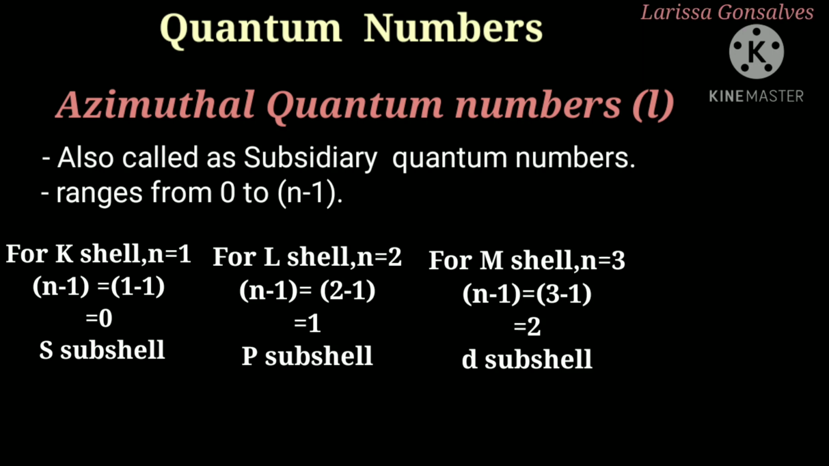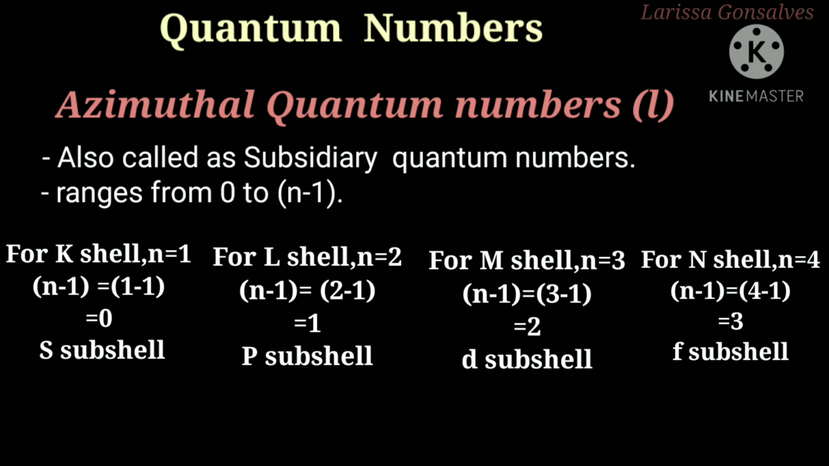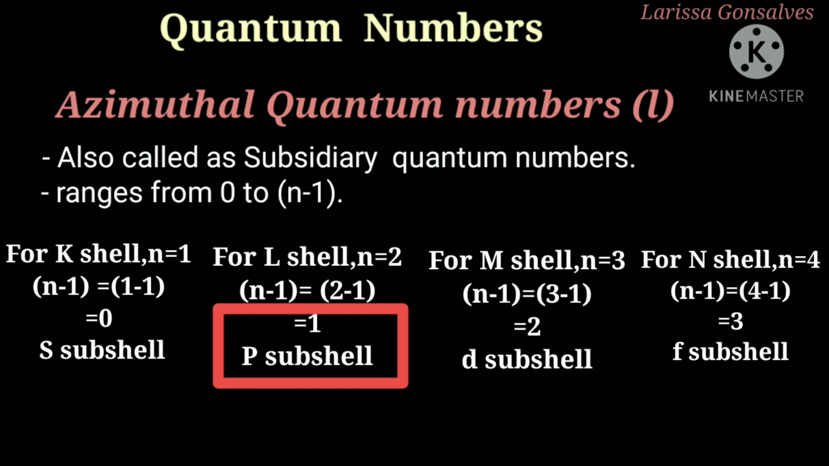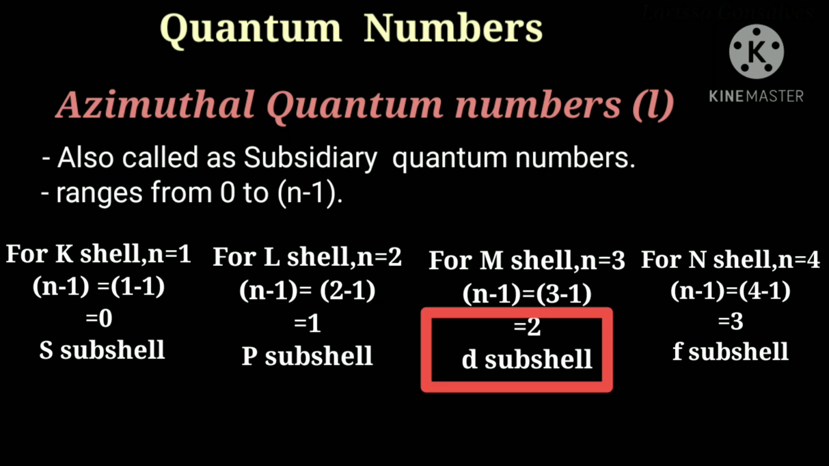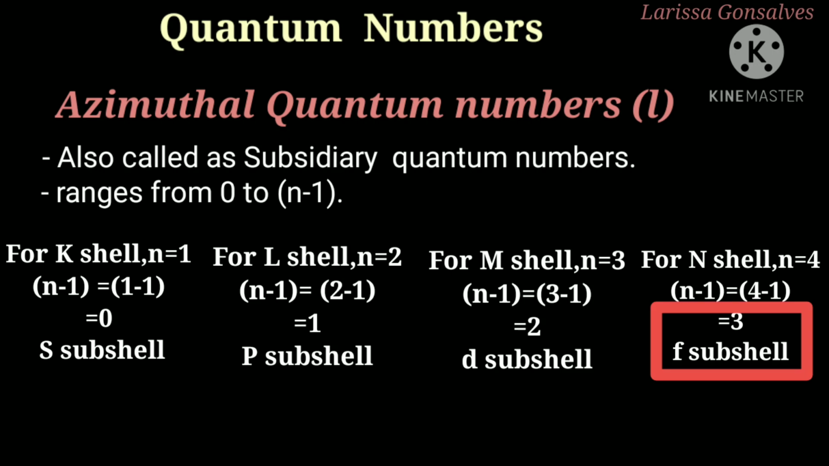For N shell, the value of principal quantum number n is equal to 4. Hence putting the formula n minus 1, we get 4 minus 1, which is equal to 3, and that corresponds to the f subshell. When l is equal to 0, it corresponds to s subshell, 1 corresponds to p subshell, 2 corresponds to d subshell, and 3 corresponds to f subshell respectively.